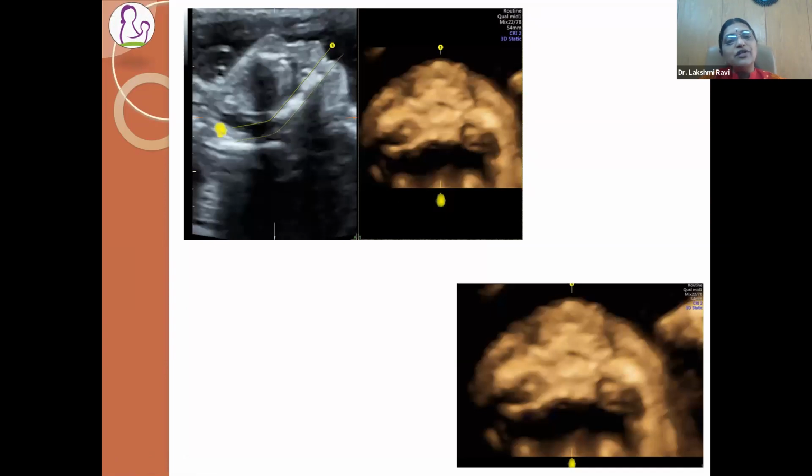This is how you can visualize the entire secondary palate with an OmniView. As I told you, the OmniView line. You have to strictly acquire a proper volume, because at the time of volume acquisition itself, you must be able to see the maxillary line. If your maxillary line is shadowed at the time of volume acquisition, you will never get a good 3D image.